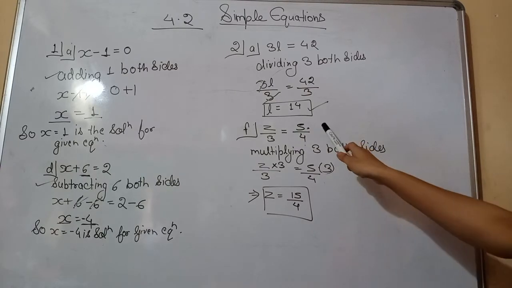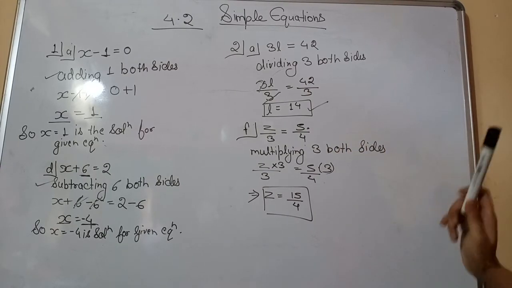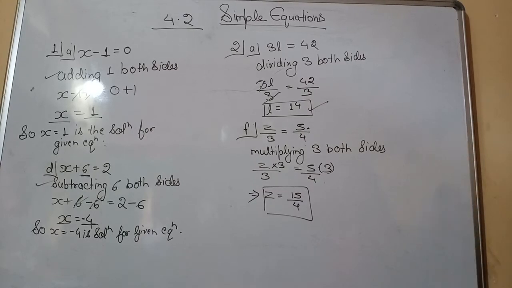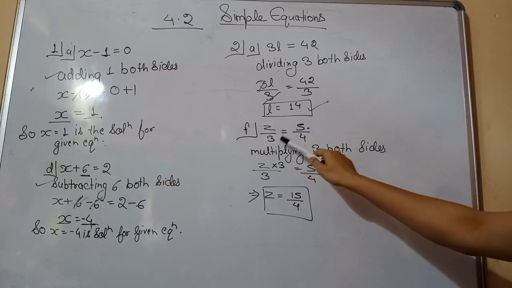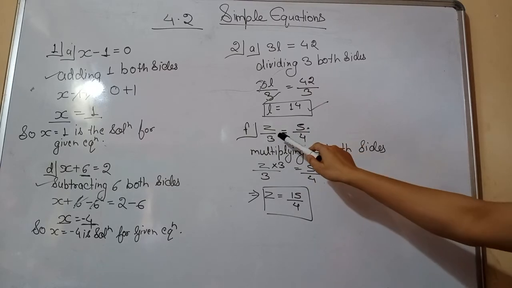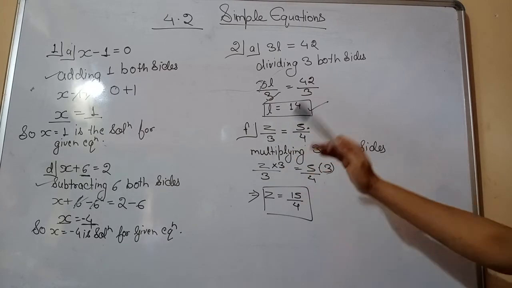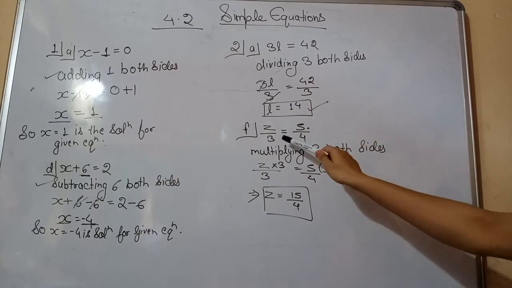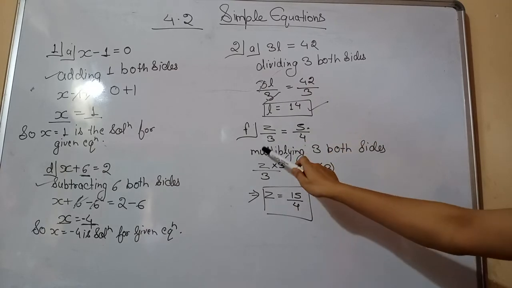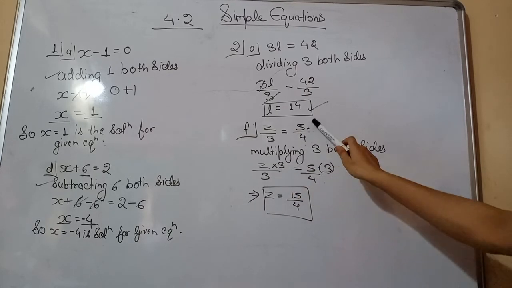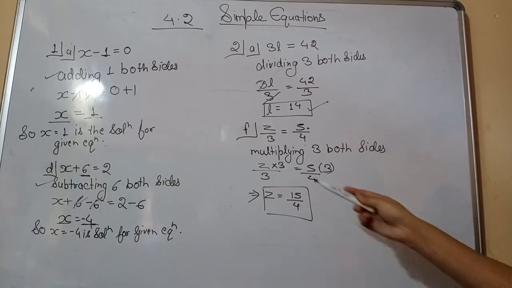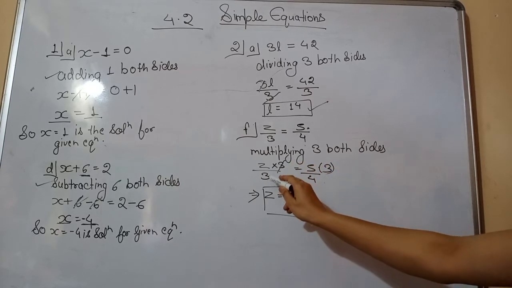Now if this type of question comes, what you will do? Here, which constant is on variable side? Constant 3 is on variable side. z by 3 equal to 5 by 4. Now 3 is in division. So just opposite what you will do? You will multiply the same constant both sides. Multiplying 3 both sides. So z by 3 multiply by 3, 5 by 4 multiply by 3. Now here numerator 3, denominator 3.